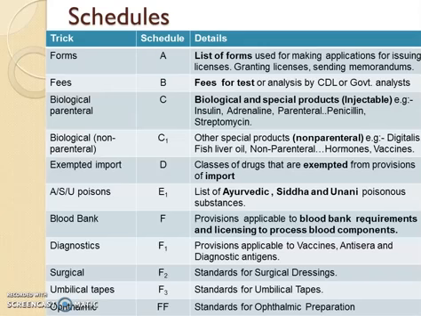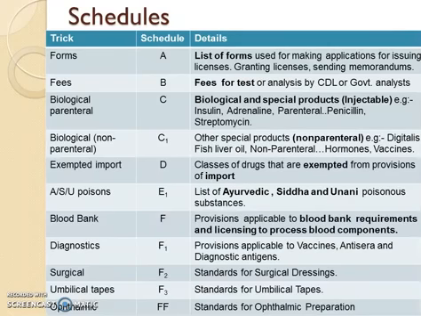So, beginning with the first schedule, that is Schedule A, it gives details about list of forms used for making applications for issuing licenses, granting licenses, sending memorandums. B. Fees for test or analysis by Central Drug Laboratory or government analyst. C. Biological and special products, specifically injectables. Example, insulin, adrenaline, parenteral products like penicillin, streptomycin. C1. Biological non-parenteral products. Example, digitalis, fish liver oil, non-parenteral products like hormones, vaccines, etc.